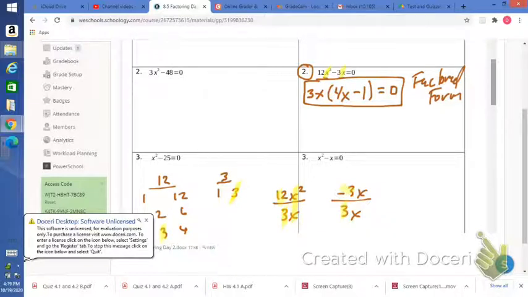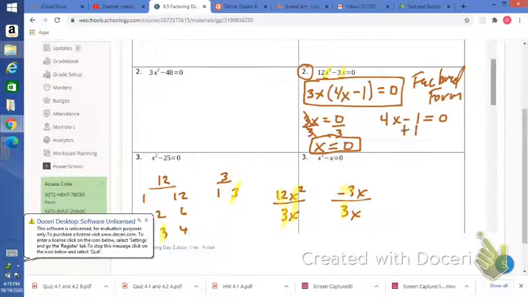Alright, now to solve this, set both of those factors equal to 0. So we have 3x equals 0 and 4x minus 1 equals 0. Alright, now this I have a 3x equaling 0. This isn't just a number like it was in the previous example, so be careful here because I'm going to divide both sides by 3. That cancels, so I'm left with x equals 0 over 3, which is 0. So 0 is the solution.